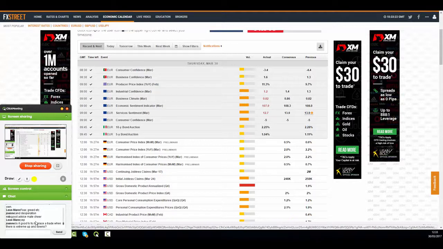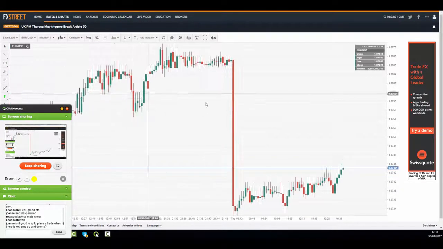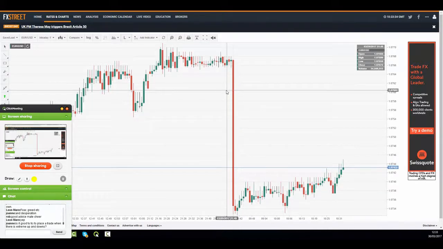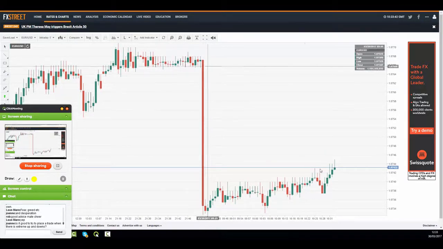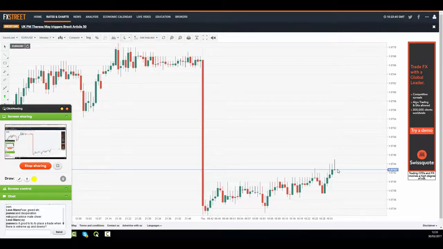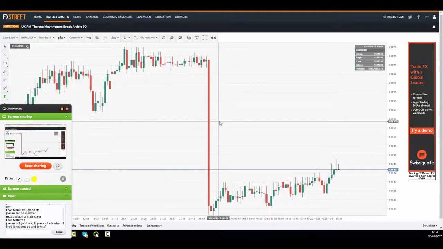Joanne asks, is it good to try and place a trade when there is an extreme up and down? So when you say extreme up and down, let's take this big red candle. That's an extreme down. Because this is on intraday 1, the one candlestick is updated, and as it moves across to the right, that's when 1 minute has passed. You get the picture. So this happened over the course of 1 minute, just a massive down. It was probably going up, down, absolutely crazy.